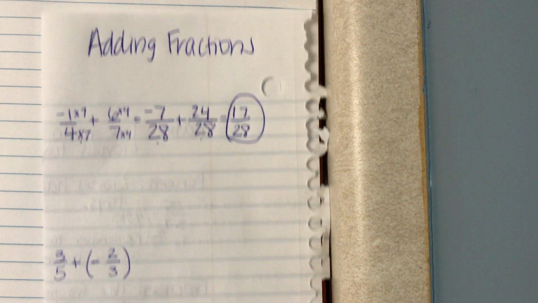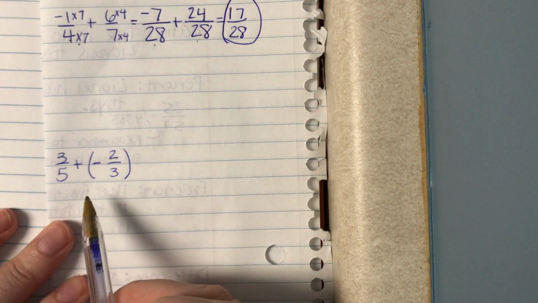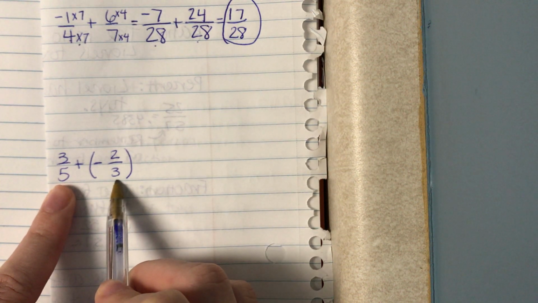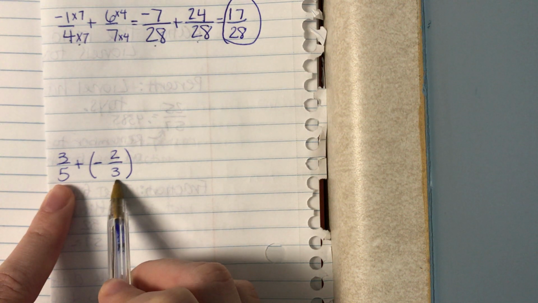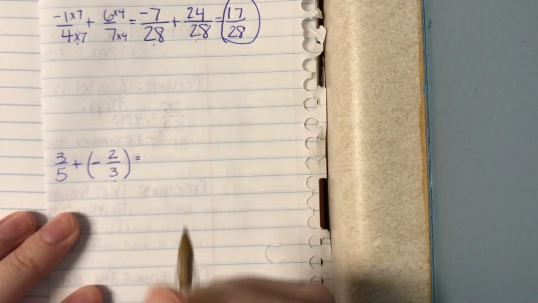All right, next one. So this next one, I have 3/5 plus -2/3. So I have a 5 and a 3. So common denominator, I'm thinking what 5 and 3 go into. If we're not sure, we can multiply them together. So 15 should be our common denominator.